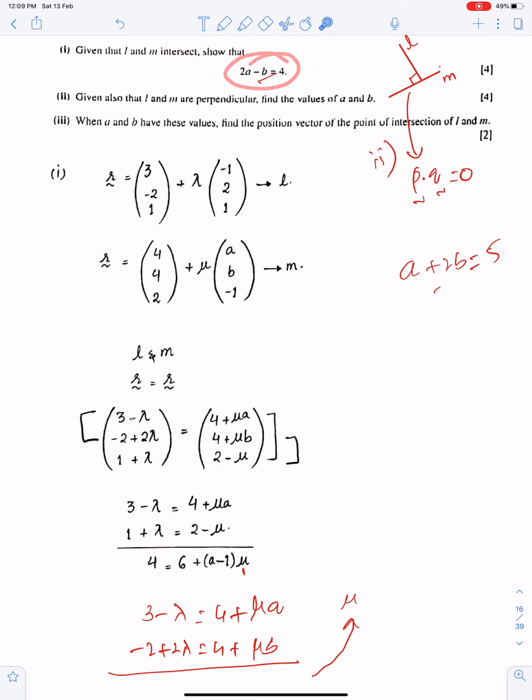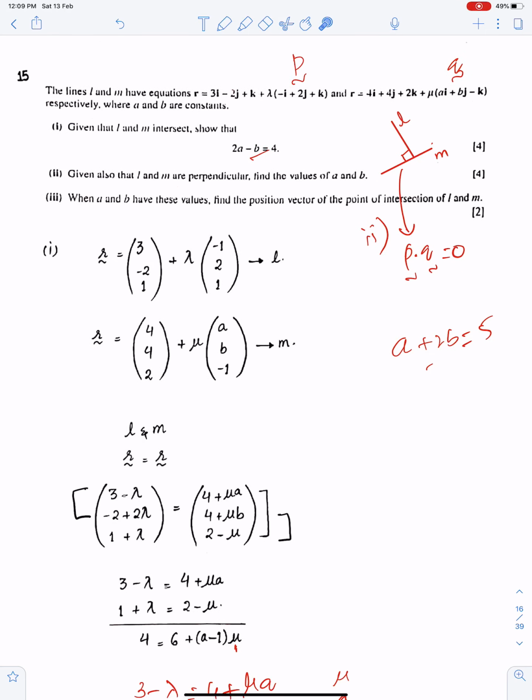Given also that L and M are perpendicular, find values of a and b. This is so simple. When 2 lines are perpendicular, the dot product of their direction vectors must be 0. By using this and by using this equation, you can easily get the values of a and b.